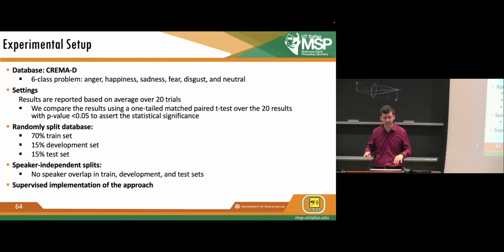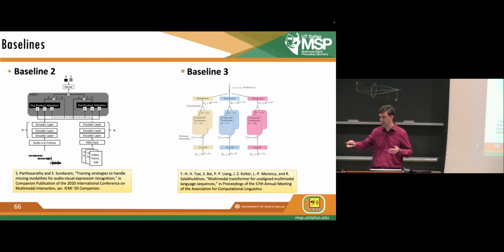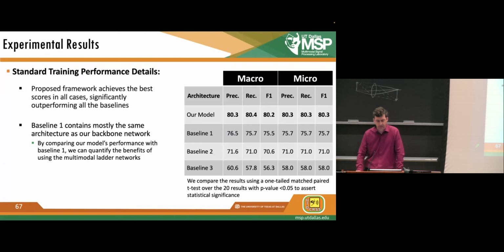In these setups, we're going to use CREMA-D as our target database to evaluate the performance, with similar splitting as we did before, no overlap between the speakers. So let's take a look at the baselines. Again, we use the AUC former that I presented earlier. That's one of our baselines. We use these two models that we described earlier. So I just put them here as a reference, systems that have been used for multimodal processing. And let's take a look at the results.